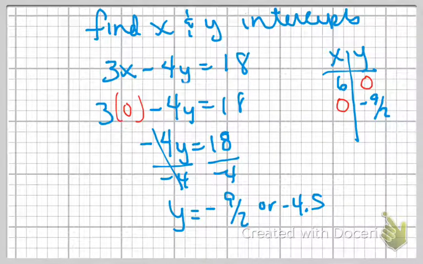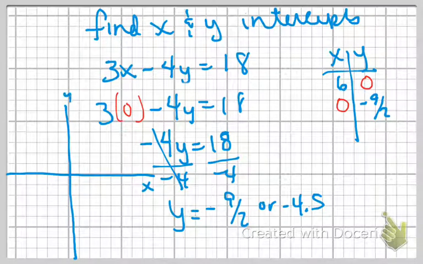So how do I graph this? Well, if I was to graph this, here I go. Hopefully I'll have enough room to do this. This is my x, this is my y. My x-intercept is 6, so I'll put a dot where 6 is. 1, 2, 3, 4, 5, 6. So that's right there. The negative 4.5 is 1, 2, 3, 4. So I'll put my dot right there. And then I would draw my line that would connect the two. I know it's not going to be perfect, but there it is.